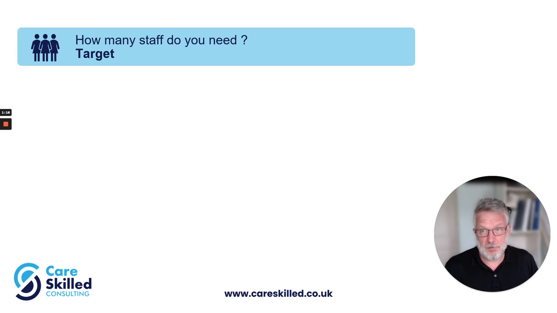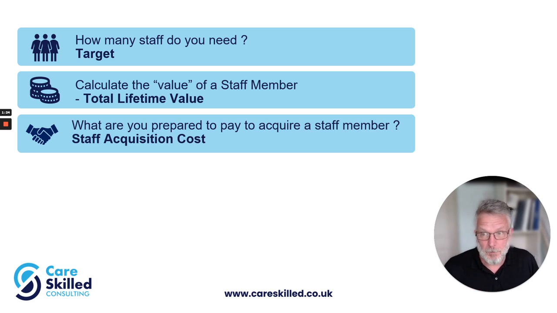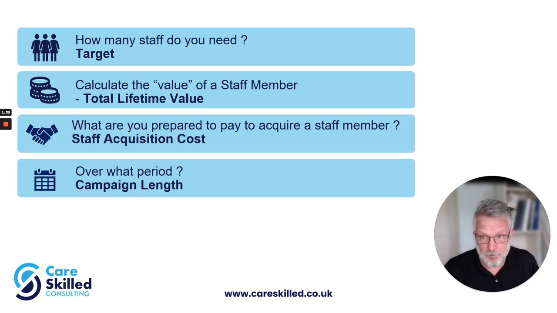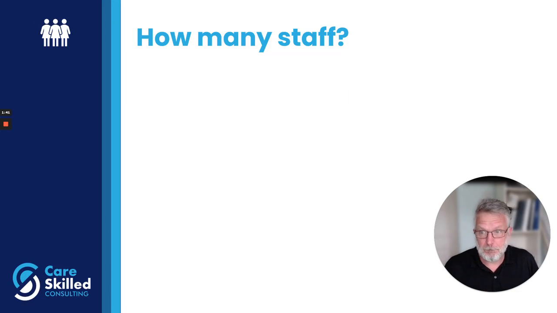So how many staff do you need? That's your target. How many do you actually need? We're then going to calculate the actual value of a staff member, and that's the total lifetime value. What are you prepared to pay to acquire a member of staff? That's your staff acquisition cost. Over what period? How long is that campaign going to last? And then from that, we can actually put a budget to that campaign, and then we can design the campaign.